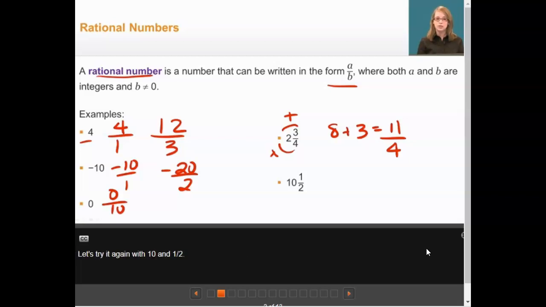Let's try it again with 10 1/2. 10 1/2 is another example of a mixed number. To turn it into an improper fraction, we follow the same steps. 2 times 10 is 20, plus 1 is 21, over the denominator of 2. 21 over 2 is equivalent to 10 1/2. Next, let's look at some other numbers that can be represented as fractions.